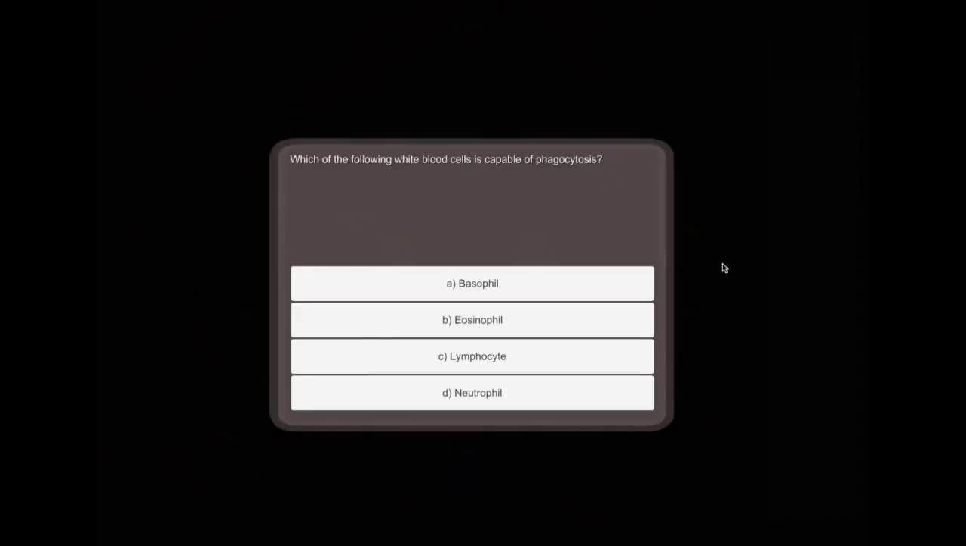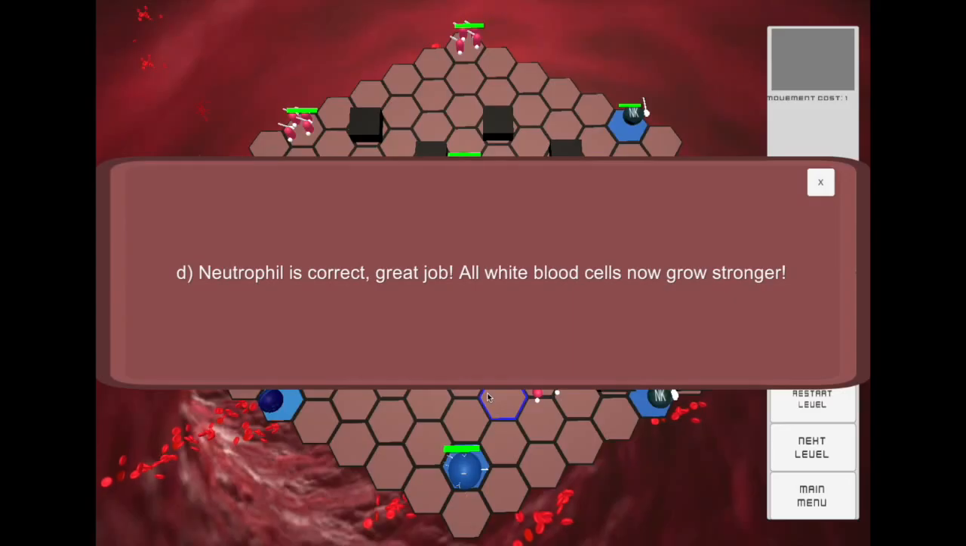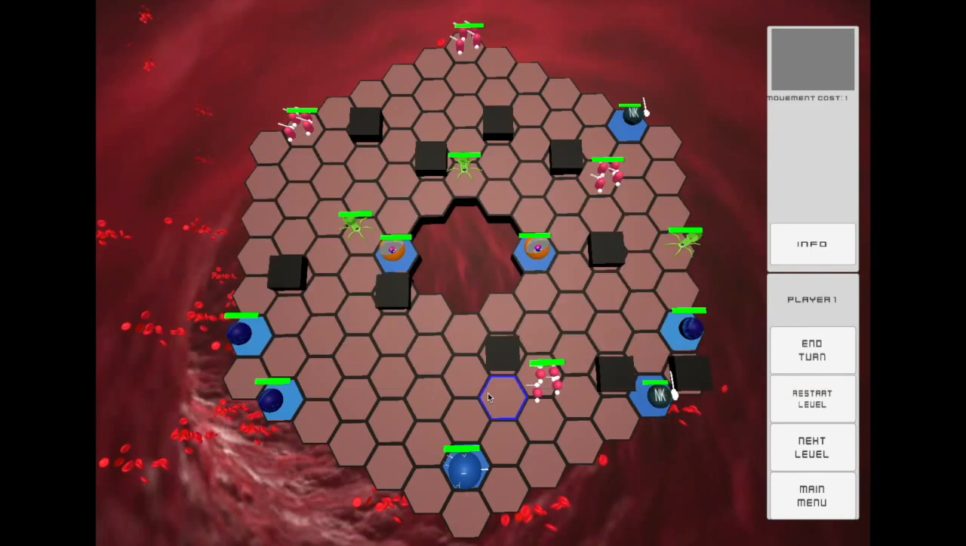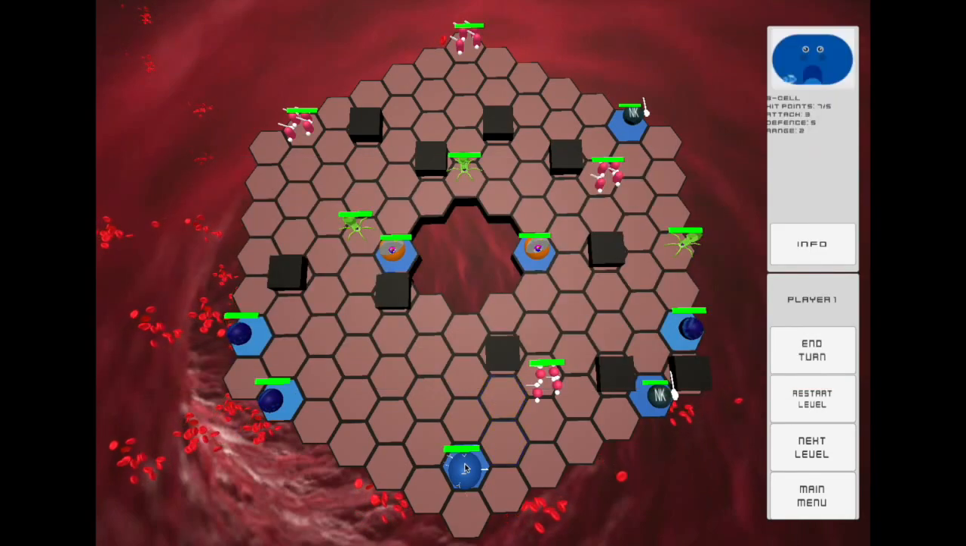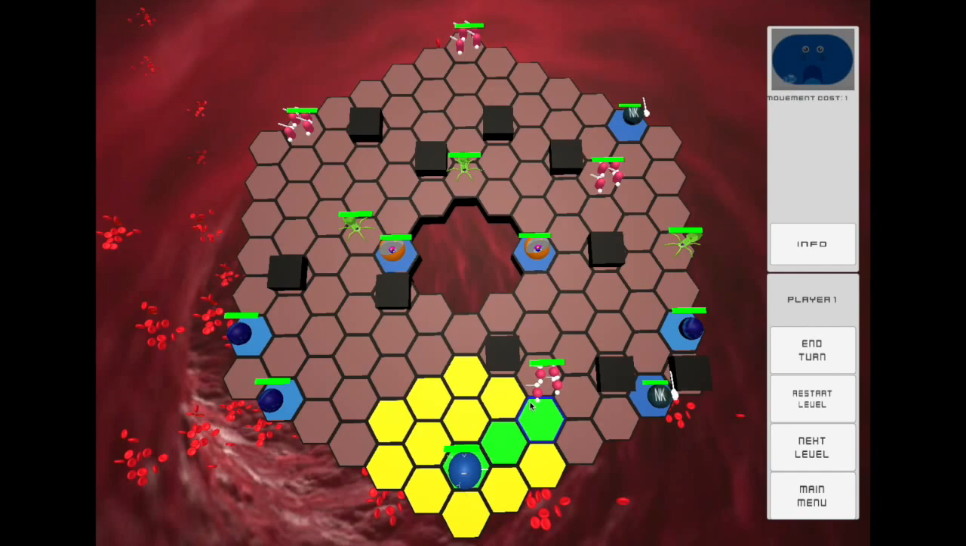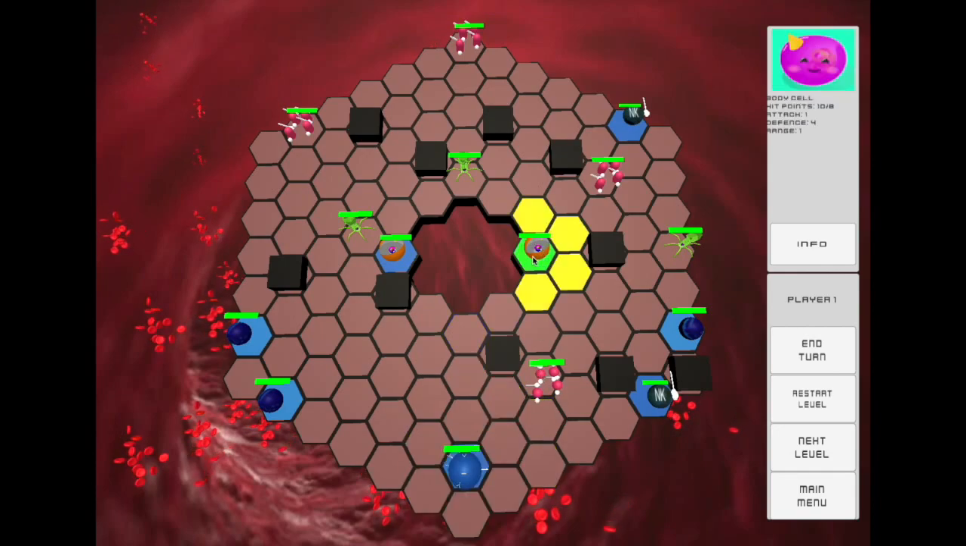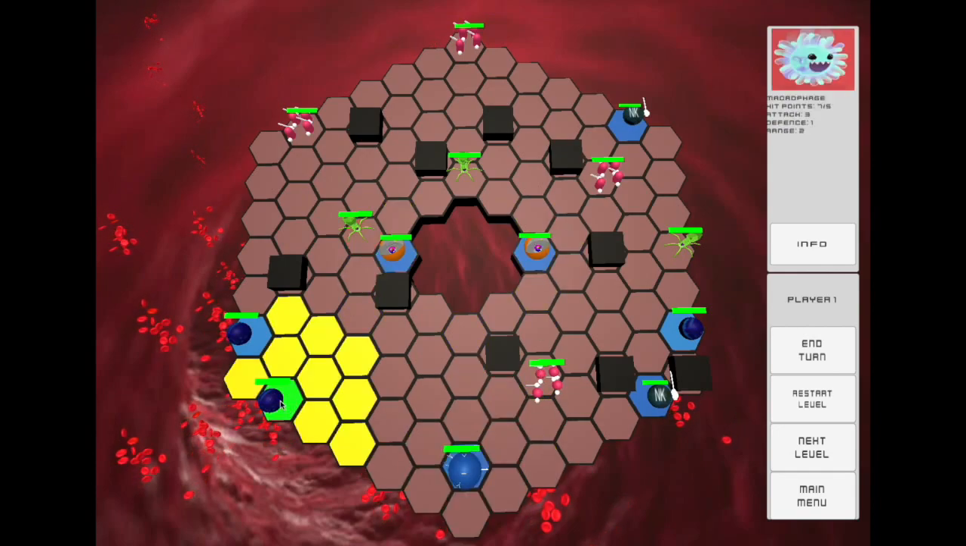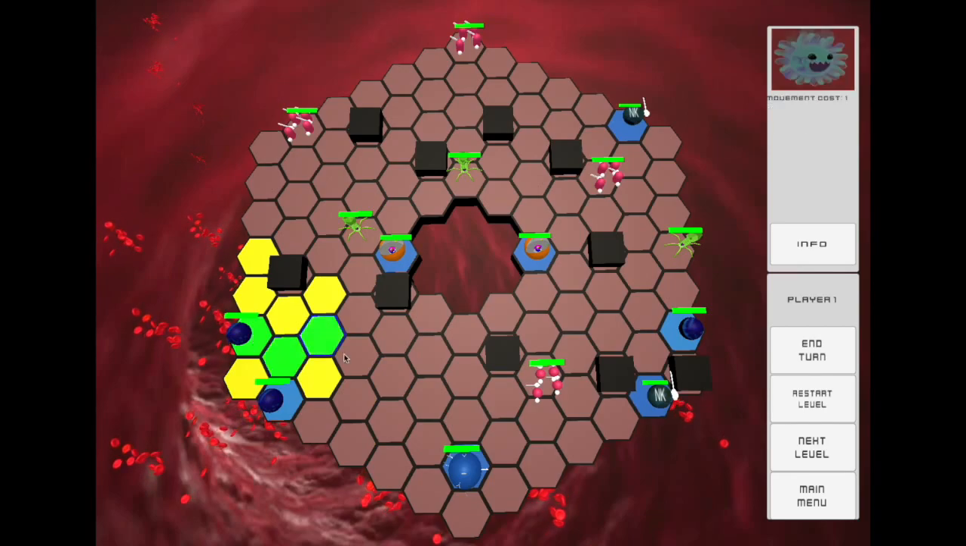Let's try the boost function now. Neutrophils are correct. Great. So now when I look at the white blood cells, 7 out of 5, they were given a boost. And this will make passing this level significantly easier.